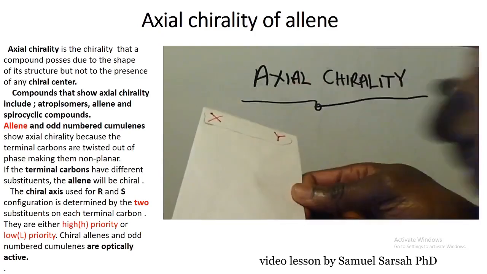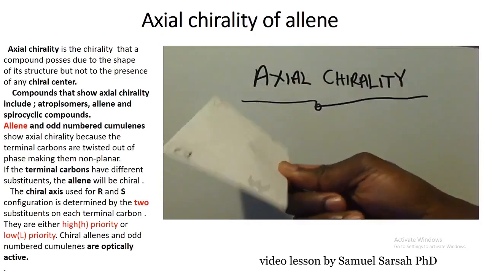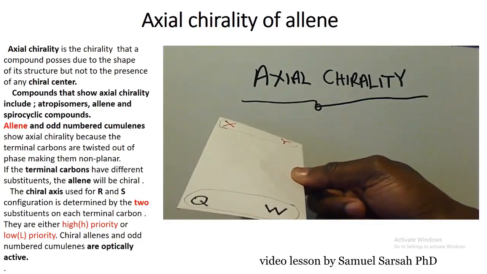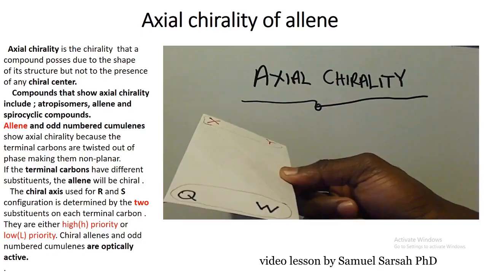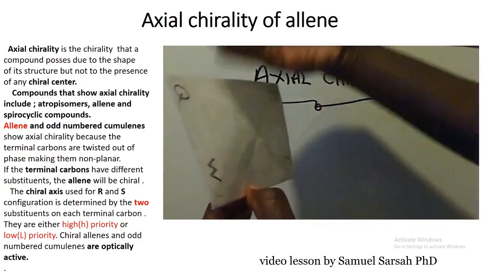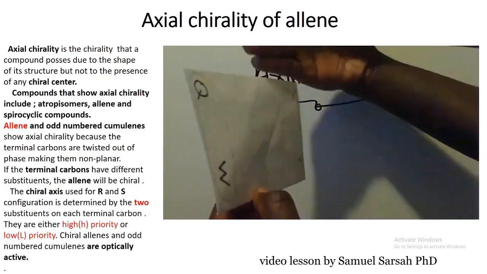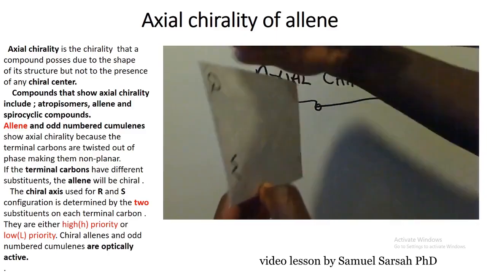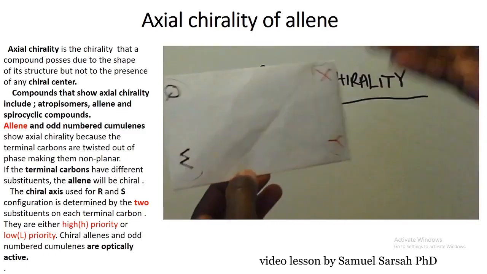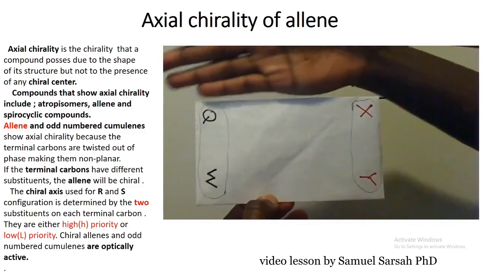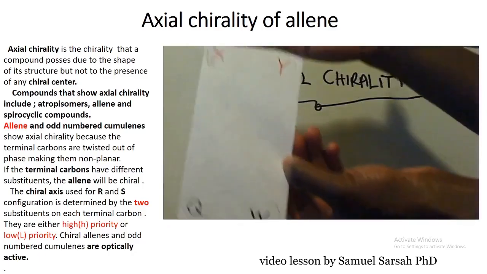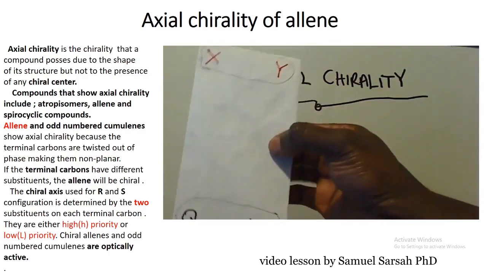W, X and Y as substituents. This is flat. It has a plane. It cannot be chiral because you can just slash it along the axis of the paper to cut through all the substituents. You can slash it from here through here. You can cut it through here. So this cannot be chiral.